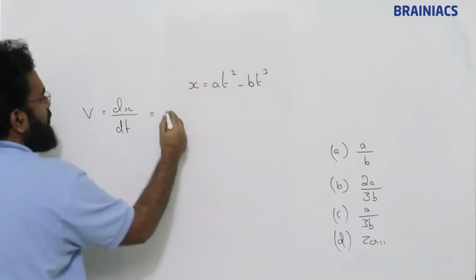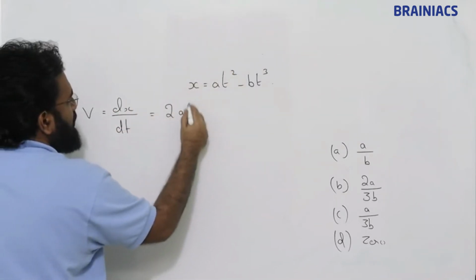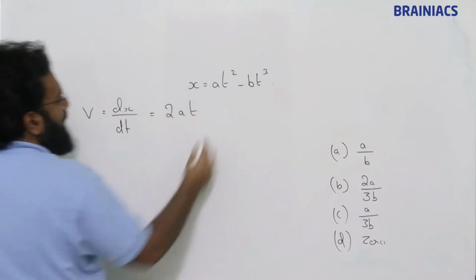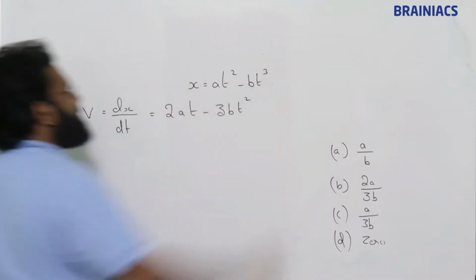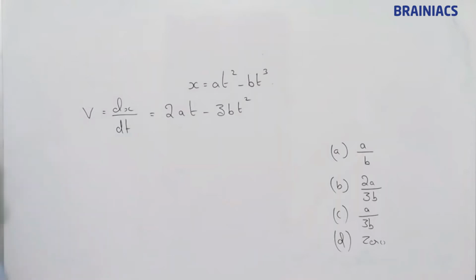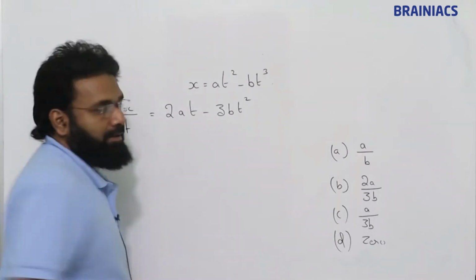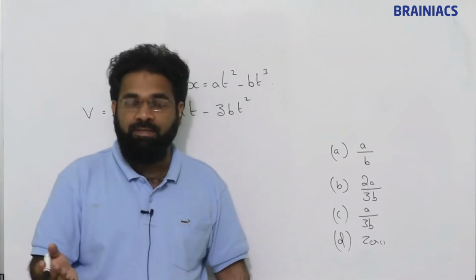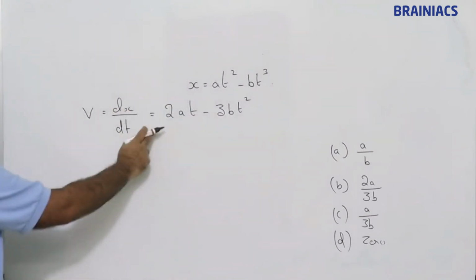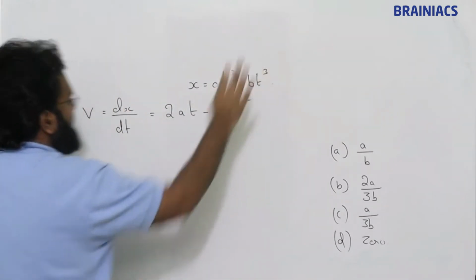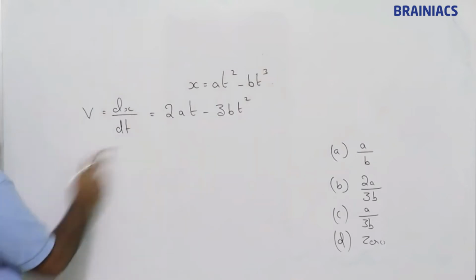So this is nothing but 2at minus 3bt square. With the practice we have done in the physics for mathematics sessions, you might be pretty comfortable here. If you have done the practice, you can write it directly. So this is the equation of velocity.